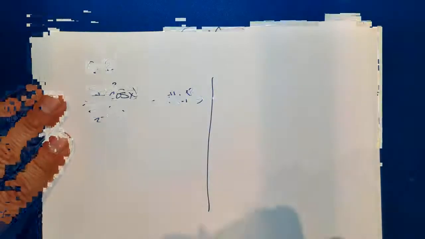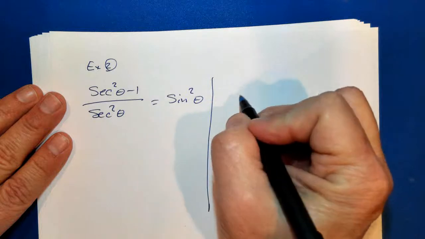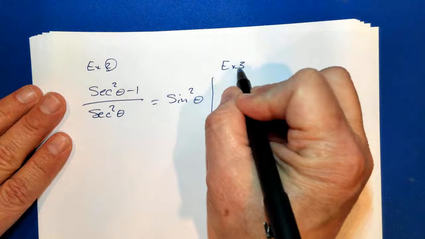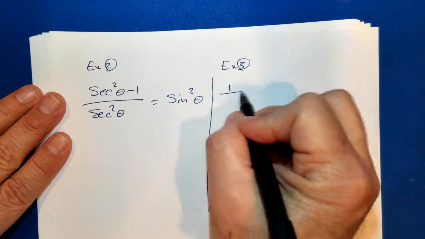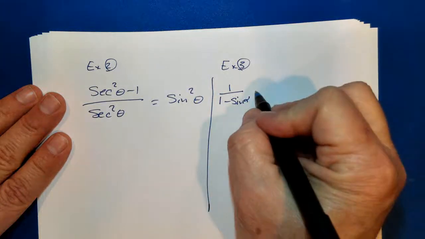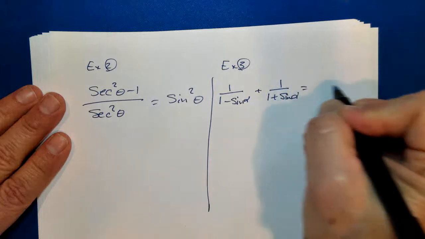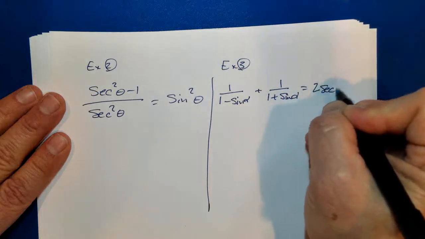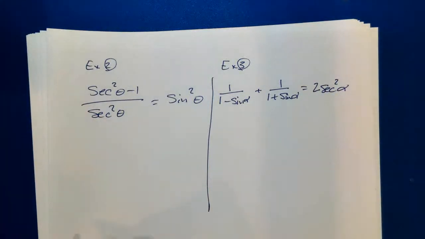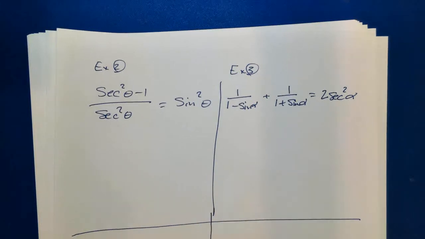Okay, once you go ahead and try that, the next example that I want you to try is kind of the same as the first one that we did. Let's take 1 over 1 minus sine alpha plus 1 over 1 plus sine alpha and show that that's equal to 2 secant squared alpha. Then we're going to come down and we're going to do 2 more problems.